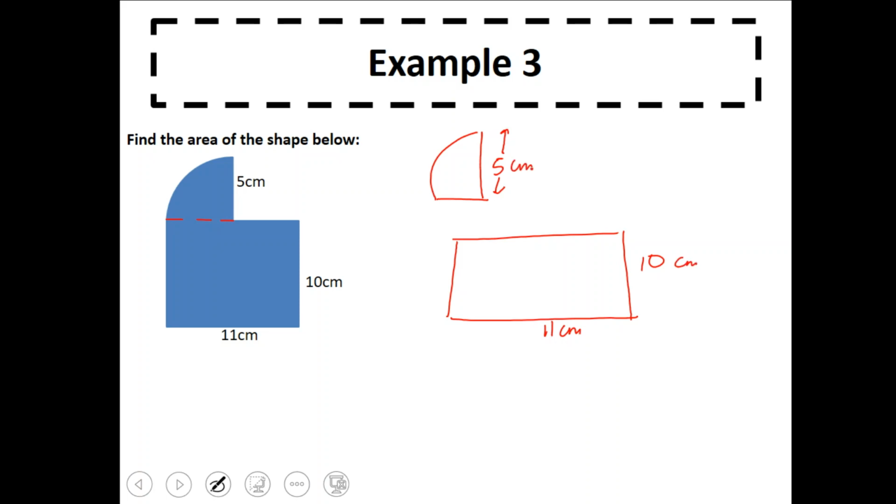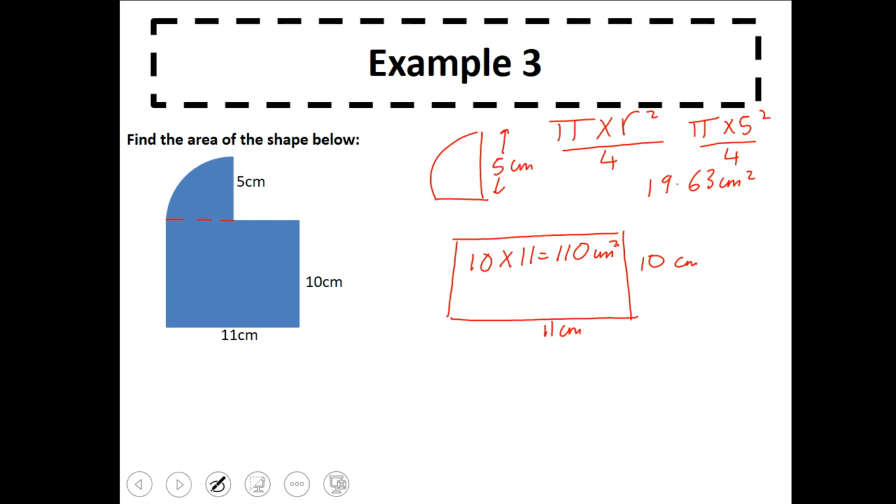So, because I've got a quarter of a circle, to work out the area, I'm still going to use the formula pi times r squared. But now, because it's a quarter, I'm going to divide it by 4. So substitute my radius into the question. So I'll do pi times by 5 squared divided by 4. The answer that I should get to 2 decimal places is 19.63 centimeters squared. Now the area of the rectangle is 10 times 11, which is 110 centimeters squared.